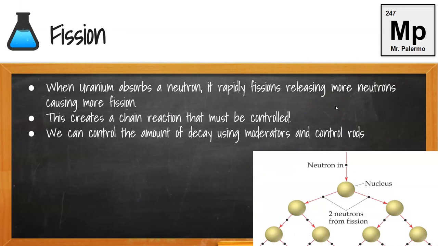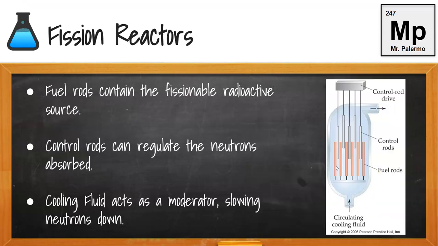And so when, for example, that uranium absorbs a neutron, it's going to rapidly split apart, releasing more neutrons, and this creates what is called a chain reaction. And so we can control that chain reaction in a nuclear fission reactor by using things like moderators and control rods. And so let's look at that.